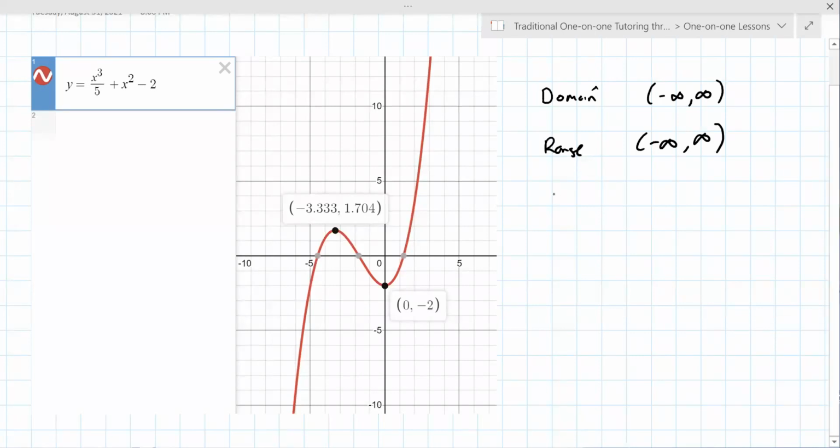Now the next one here is continuity. It's continuous everywhere, so minus infinity to infinity. You can draw it everywhere without lifting up your pencil.